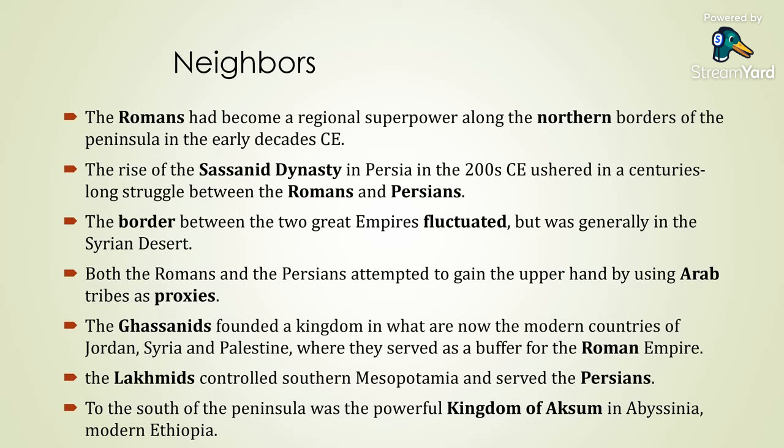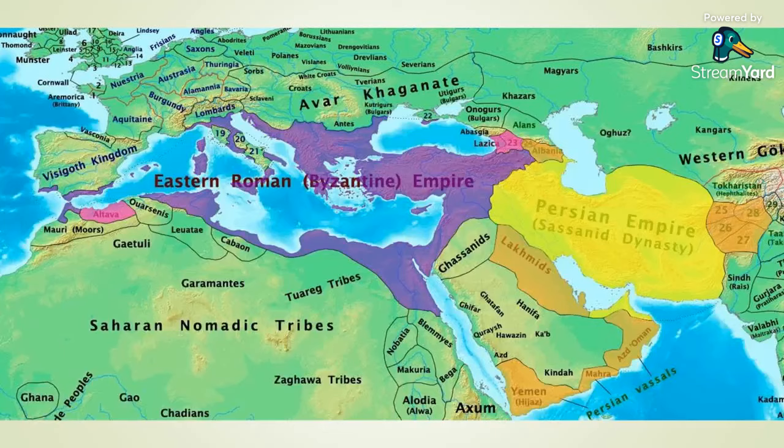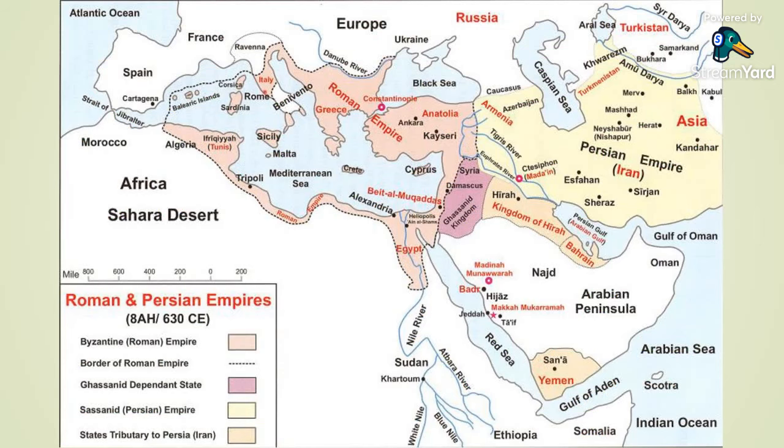There was also the kingdom of Aksum in Abyssinia, which is modern Ethiopia. You can see that in the map. And there was also an empire in Yemen, which was actually more advanced than the other Arab areas. This is a slightly more detailed map of the previous one.